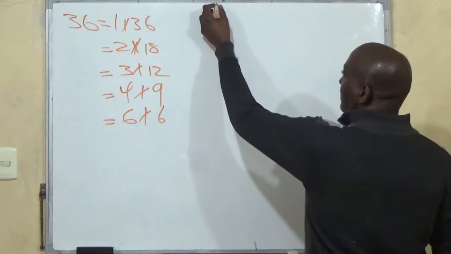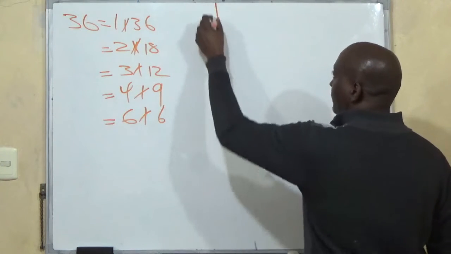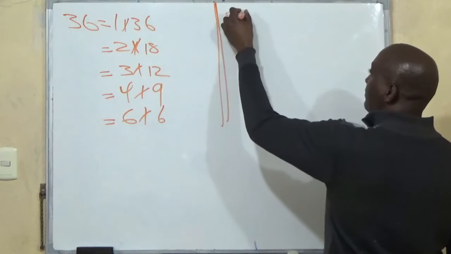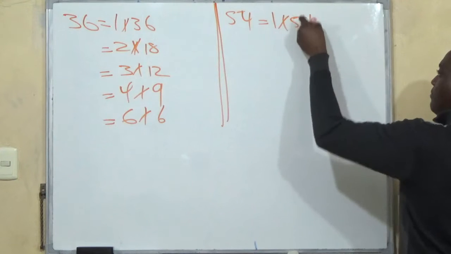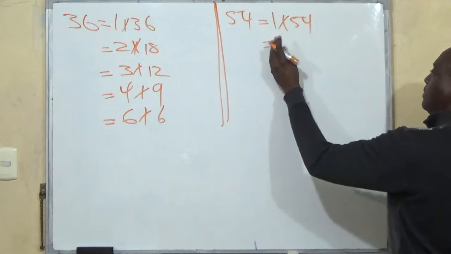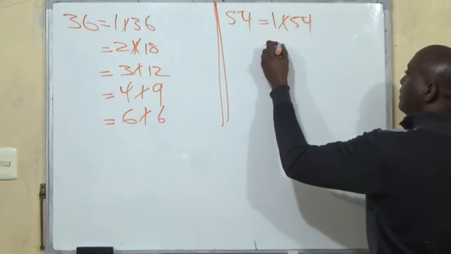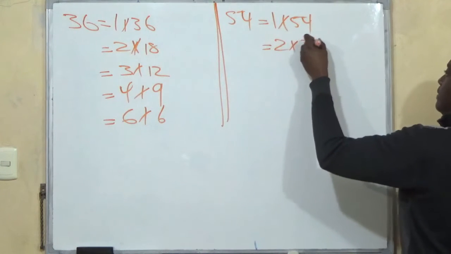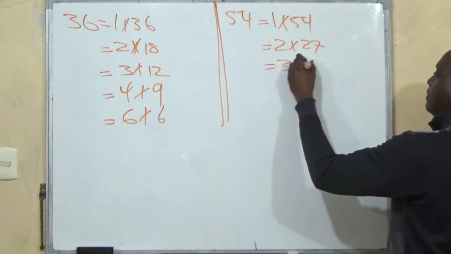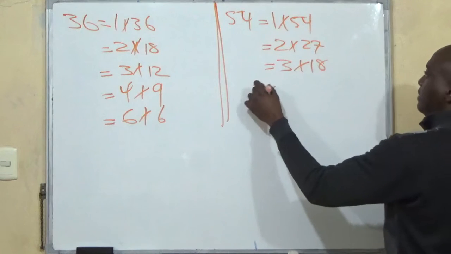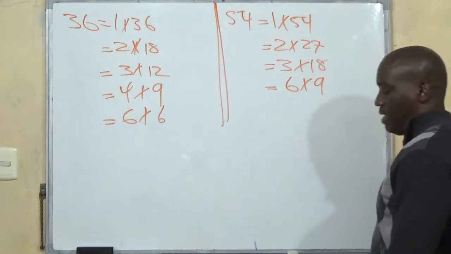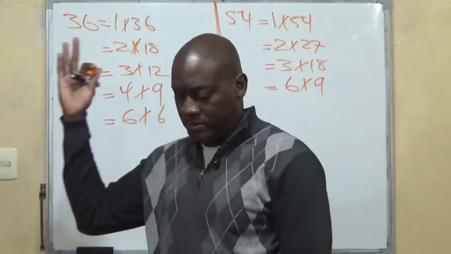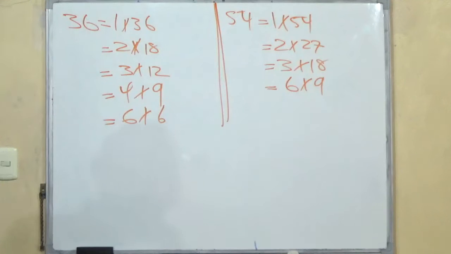And then we do the same thing with the number 54. So 54 was 1 by 54. It was also 2 by 27. It was also 3 by 18. It was also 6 by 9. After 6 by 9 is 9 by 6, so we don't have anything more to say where that is concerned.